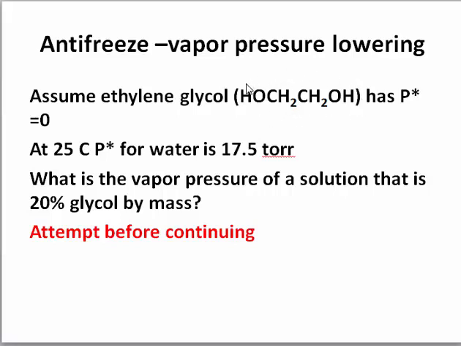Since ethylene glycol has two OH groups on it, and is in addition a larger molecule than water, the vapor pressure of ethylene glycol is very small. We'll call it 0 for our purposes in this case. Meanwhile, at 25 Celsius, the vapor pressure of water is 17.5 torr. Assuming that these two polar species, hydrogen bonding species, form an ideal solution, what is the vapor pressure of a solution that is 20% glycol by mass? Attempt before continuing.